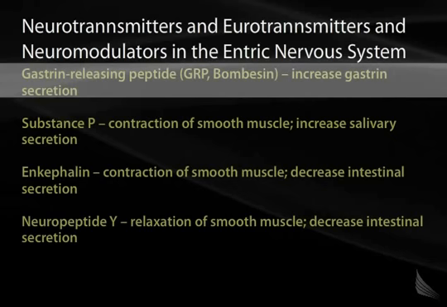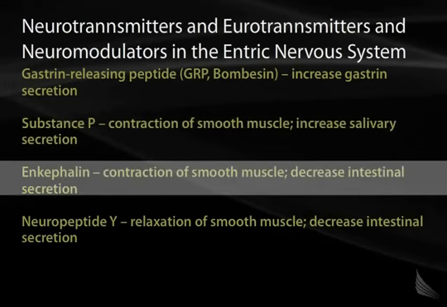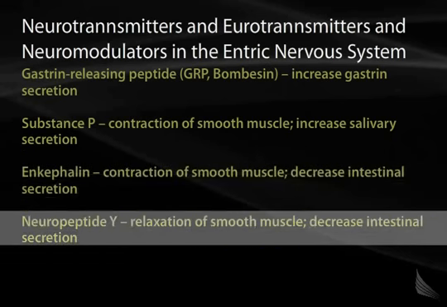Gastrin-releasing peptide, or GRP, increases gastrin secretion, and we have discussed this in detail already. Substance P causes contraction of the smooth muscle and increases salivary secretion. Enkephalin, as was previously mentioned, causes contraction of the smooth muscle and decreases intestinal secretion. Neuropeptide Y causes relaxation of smooth muscle and decreases intestinal secretion. Therefore, neuropeptide Y and enkephalin work in opposition, where enkephalin works to contract smooth muscle, but neuropeptide Y works to relax smooth muscle, but they both decrease intestinal secretion.